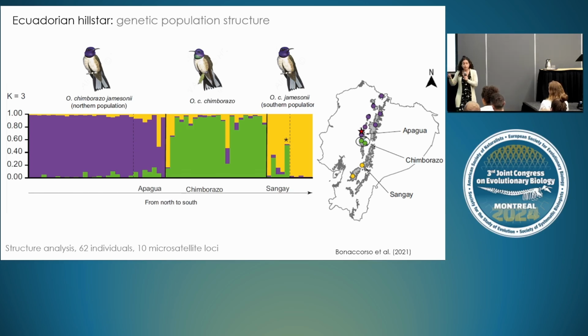Okay? What we realized is that we were picking up on this probable northern contact zone. There is actually a picture of a Chimborazo living very close to Apagua. That is the red star in the map. Okay, so we were okay with that. But we realized that we weren't sampling a potential contact zone south of Chimborazo. So all this area wasn't sampled. We had to go back to the field and see what was going on.